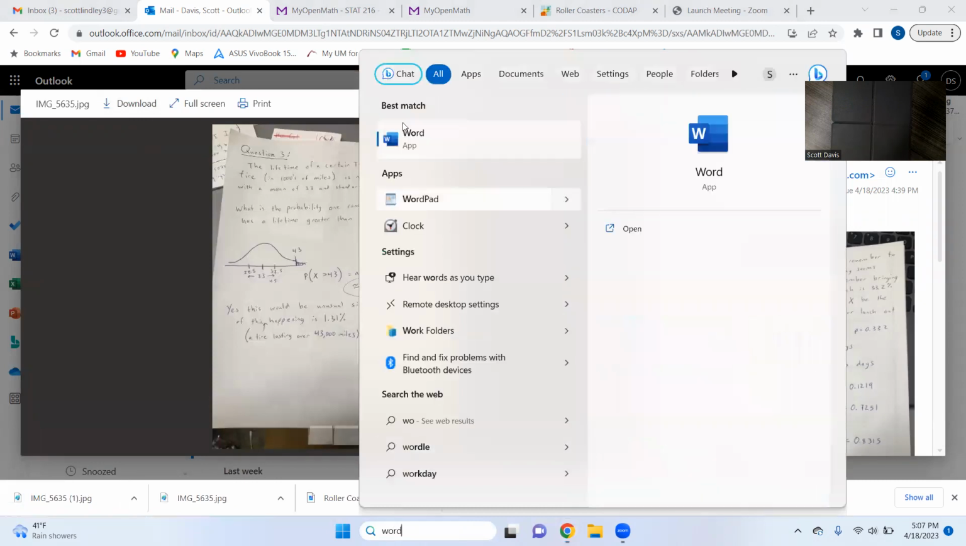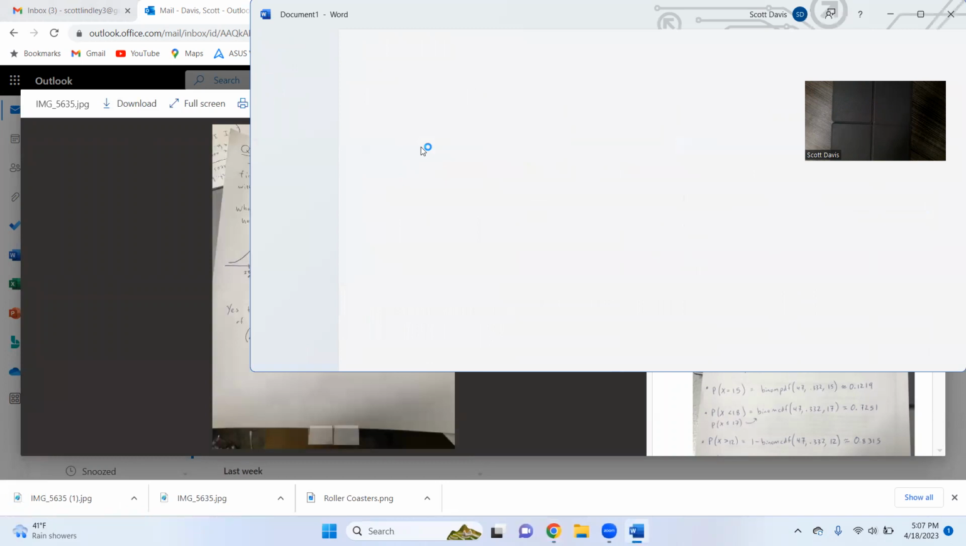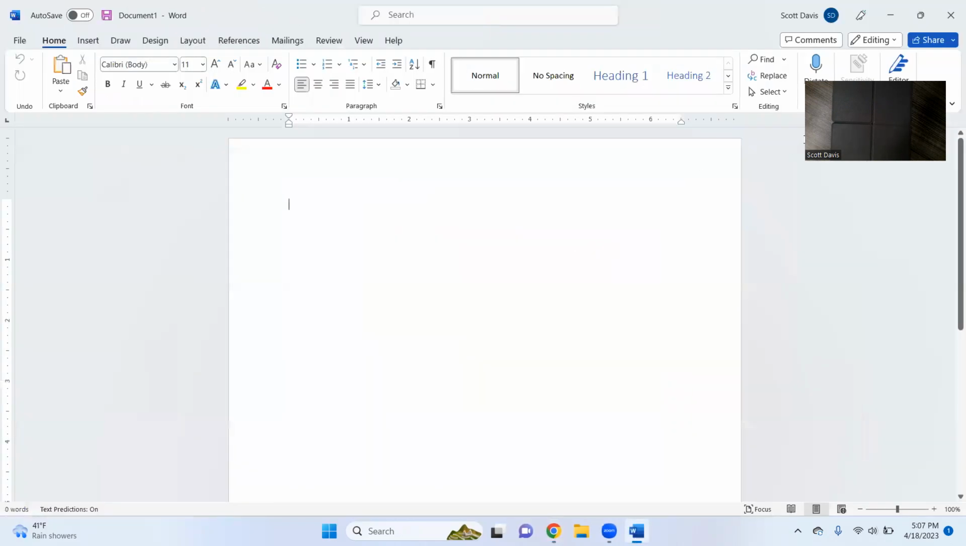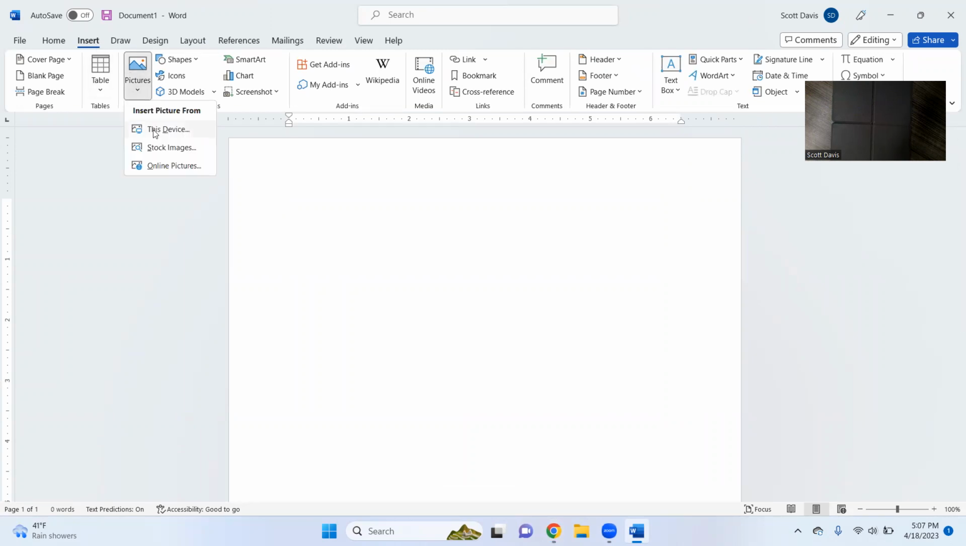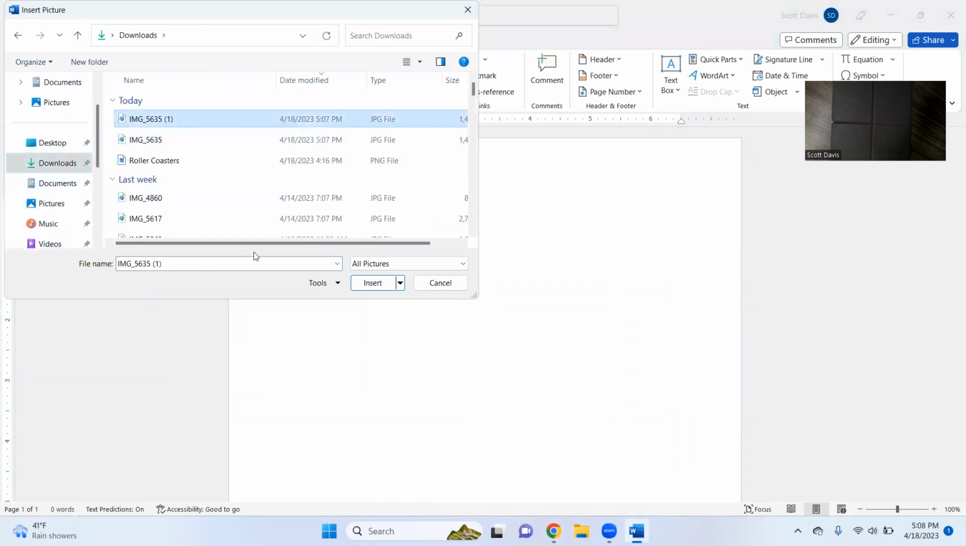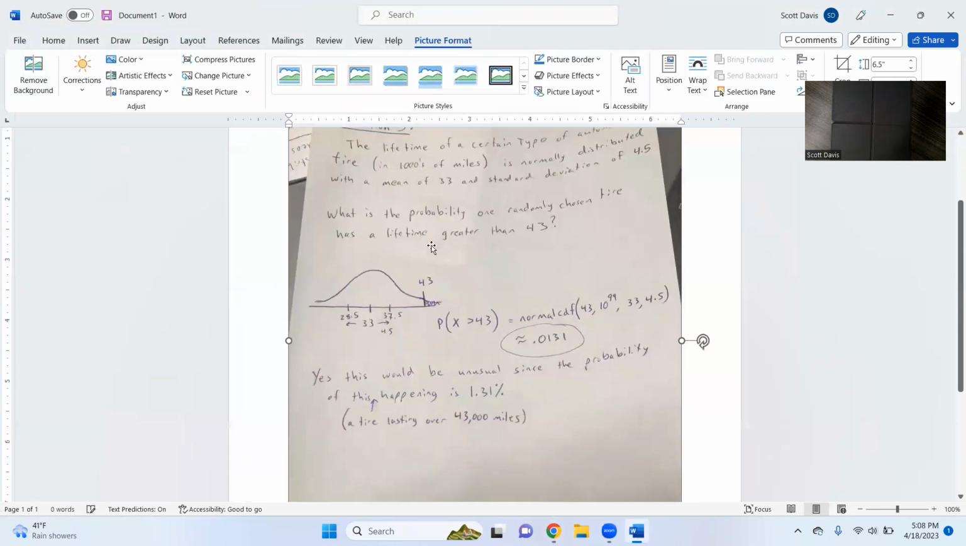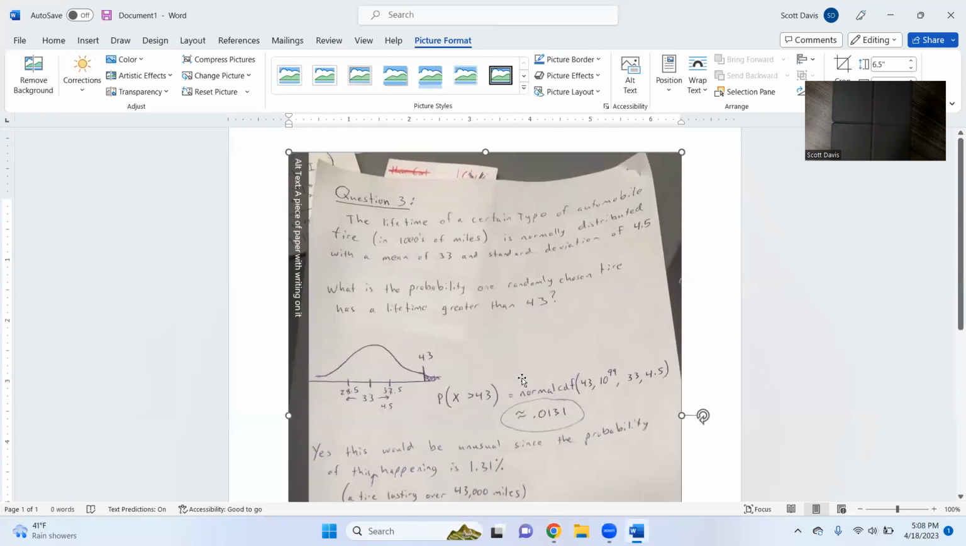I will upload them onto a Word document. Everyone should have access to Word through your student account. And what you can do is now insert pictures. So I'm going to insert pictures from this device. I'm going to go to my downloads. I'm going to insert that first picture. There's my first page of work.